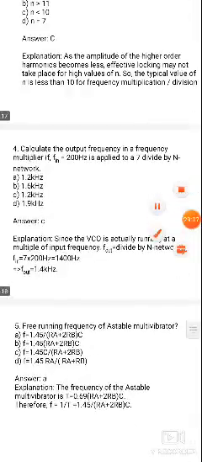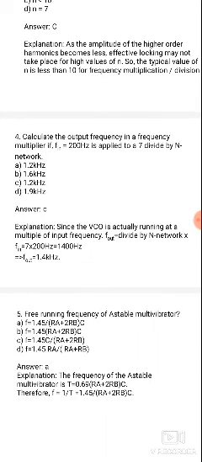Next, fourth one: calculate the output frequency in a frequency multiplier. Fn is equal to 200 Hz, applied to a divide by n network with n equal to 7. So here we are given Fn equals 200 Hz and the n value is 7. First, the VCO is running at a multiple of the input frequency, that is Fout is equal to n into Fs, where n is the divide by n network and Fs is the signal frequency. Fs or Fn, both are the same input frequency.